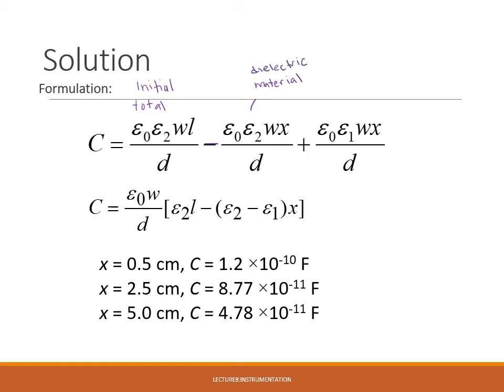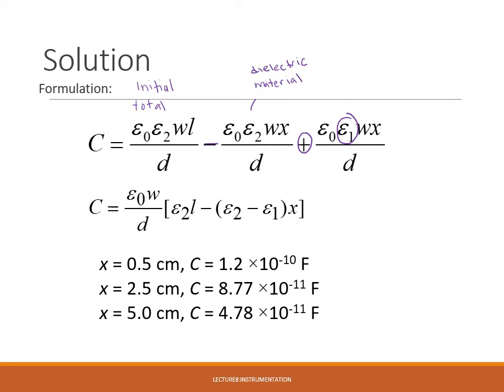Right? Then we must add the new dielectric replacing the place of epsilon 2 that has been displaced. So we multiply with epsilon naught, epsilon 1 here.